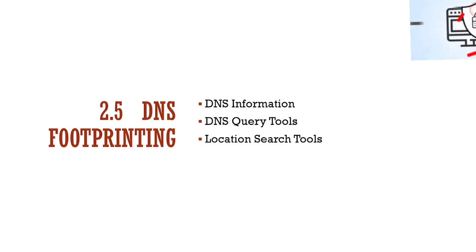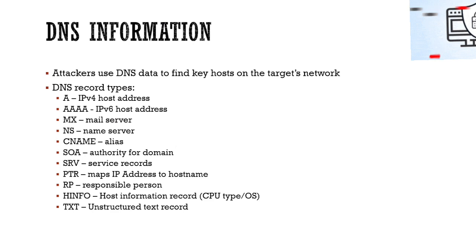So let's talk about the DNS records that are useful. There's a lot of information to be had from DNS. We can use this to find key hosts on the target. The most basic type of record is the address record, the A record. That's the IPv4 address record. That's the I have a name, please give me a number. Or if we're talking IPv6, that's the quad A record, AAAA. I have a name, please give me the IPv6 address.